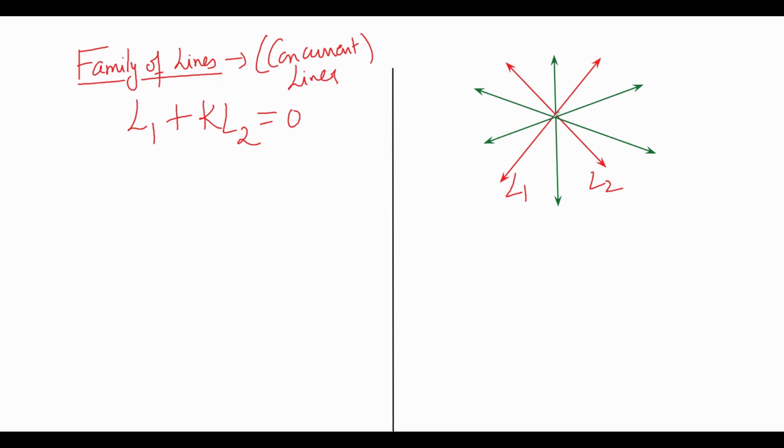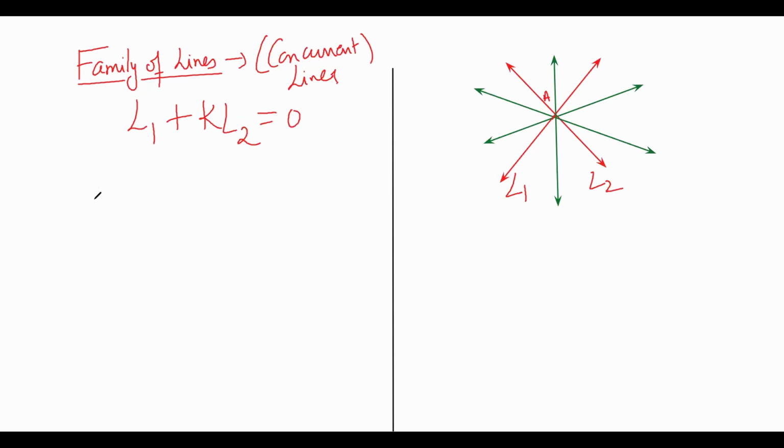And what is the special property here? All these lines in the diagram, all the green and red lines, are passing through one common point. Suppose that point is A. And what is that point? That is the point of intersection of L1 and L2.